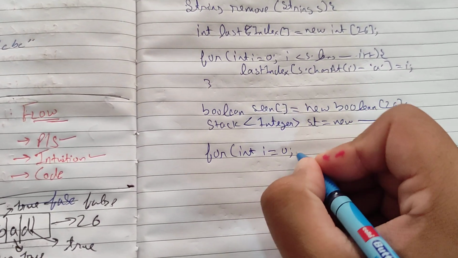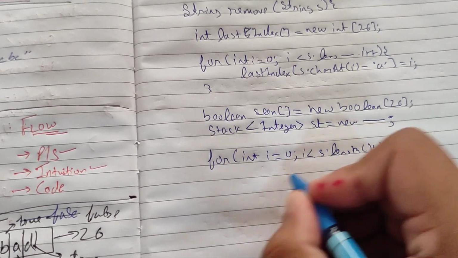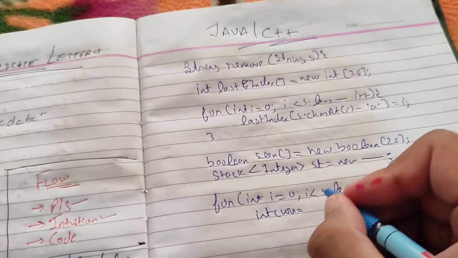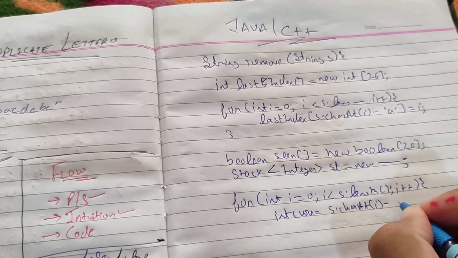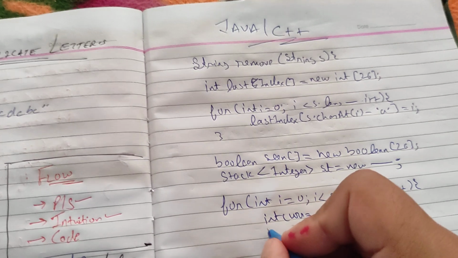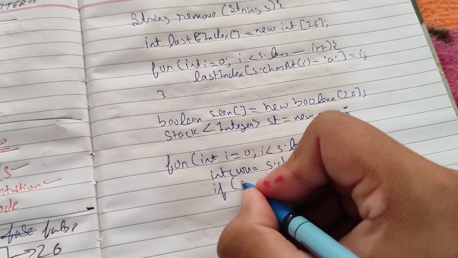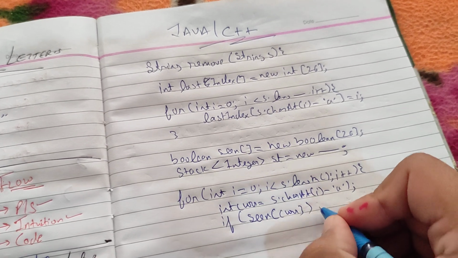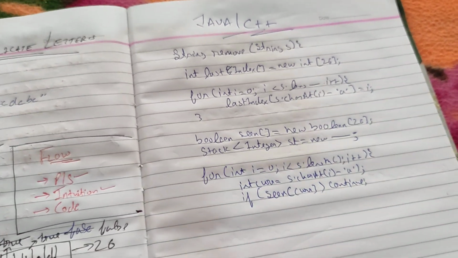So for int i equals 0, i less than s.length, i plus plus. Now I will create my current pointer. My current pointer will have their ASCII value. So it will be s.charAt(i) minus 'a'. Now I will check if I have already visited that character, using my boolean array. If I have already visited that character, then I will simply continue. Alright, I hope this thing is clear.